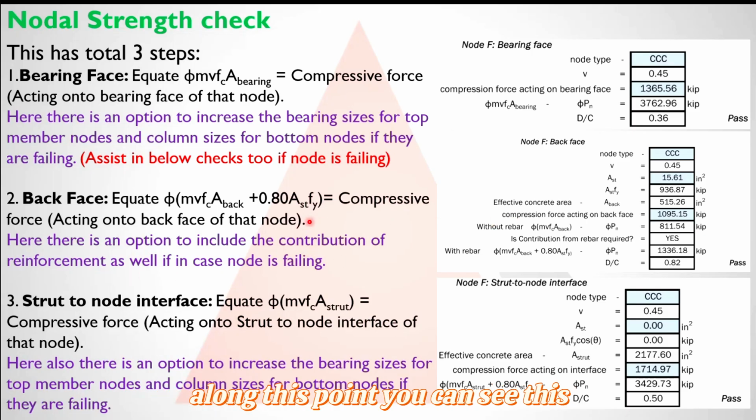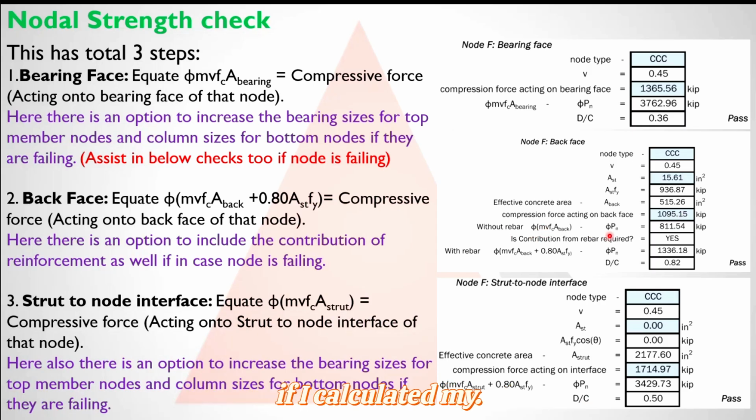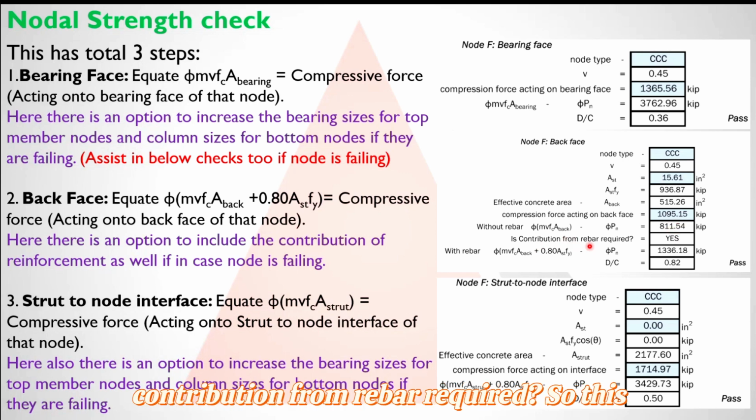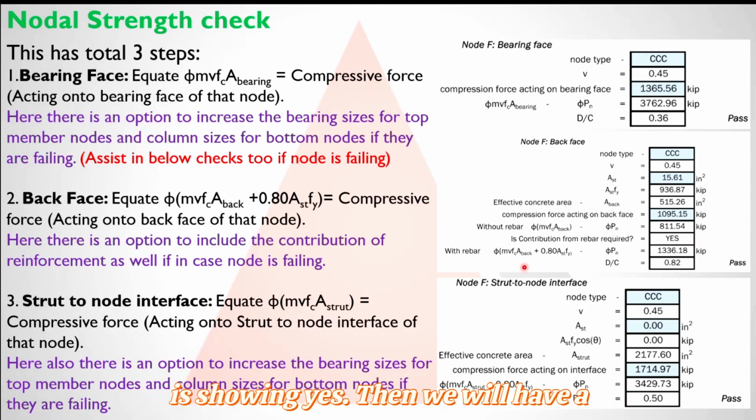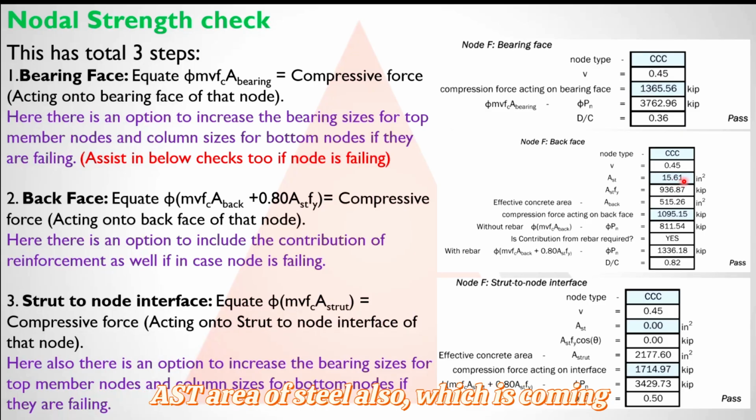Along this point, you can see this image. Here, just assume the force is around 1095 kips, and without rebar, if I calculate it, my capacity is 811 while my demand is higher. So it is not good, right? My node will fail. So is the contribution from rebar required? This is showing yes. Then we will have a contribution from rebar also. We will change the formula and take this AST, the area of steel coming onto that node. Then we see that our capacity has increased, the demand is less than this, and we have a DC also, which is coming in the good zone. So this is why this point is important: how and when we take the help of reinforcement.